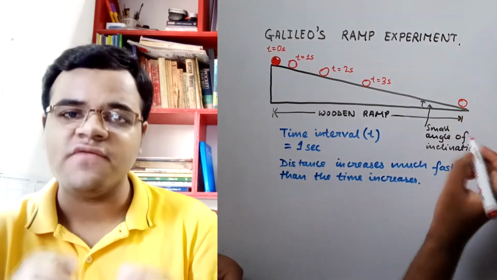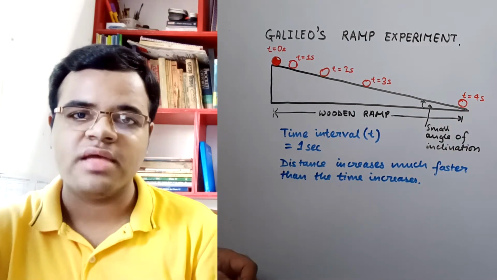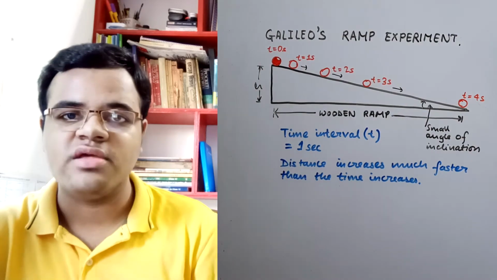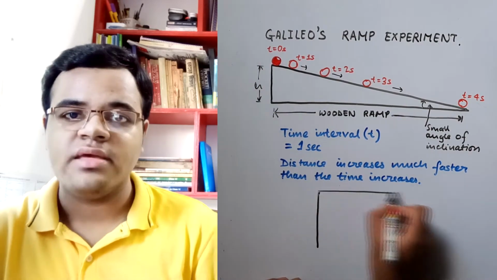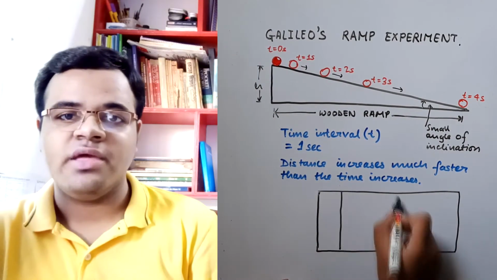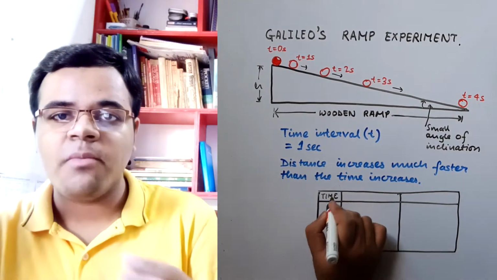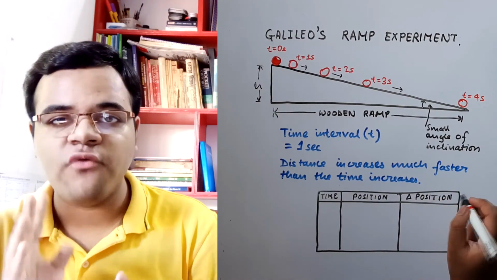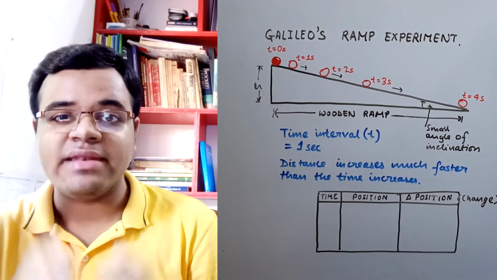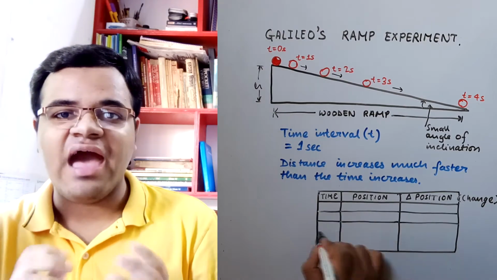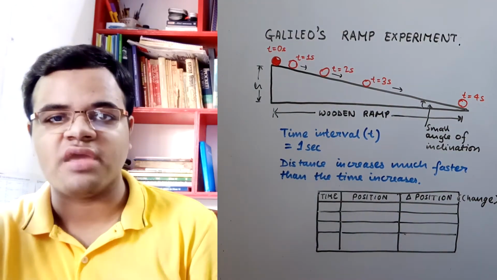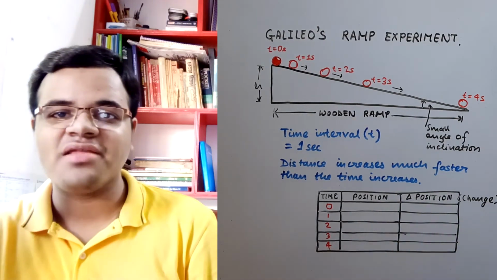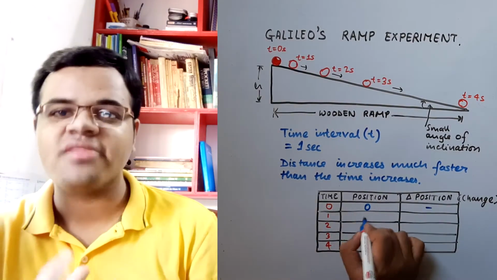He saw that if the ball traveled 1 meter in 1 second, in the second interval the distance increased, and in the third interval it increased more and more. His calculations were, if the ball travels 1 meter in 1 second, it traveled 4 meters in 2 seconds, 9 meters in 3 seconds, and 16 meters in 4 seconds. Now we get a progression here. Let's find out the relation and the math behind this.